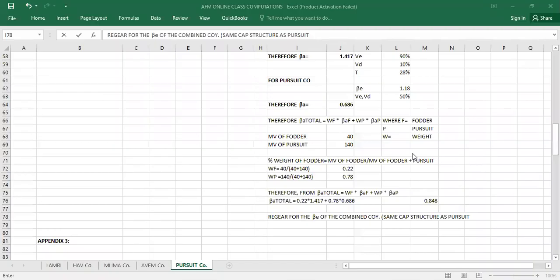We'll just end it after we do this valuation for the combined company. Okay, all right, so we'll move on. The combined company has the same capital structure as Pursuit, which is what? 50-50, I think. Pursuit had 50-50.